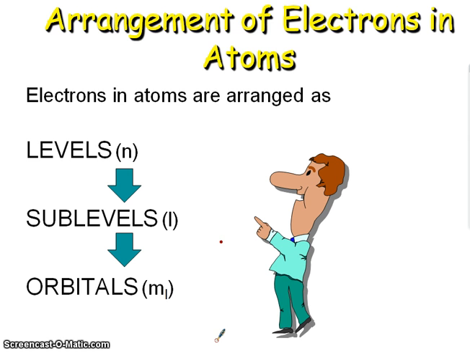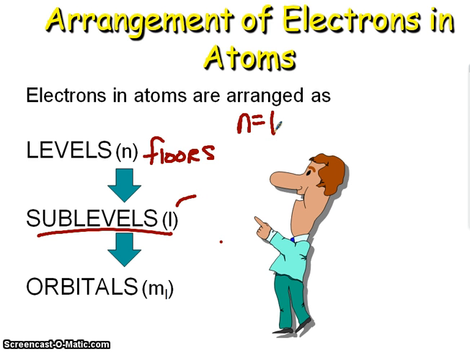Okay, so if you think of every element, every element has its own apartment complex. But the apartment complex is set up in a particular way. And if you think of your apartment complex, the levels are sort of like the floors of the apartment. And the sublevels are sort of like the number of apartments on that floor. So for example, the first floor, N equals 1, actually has only one apartment on that floor.